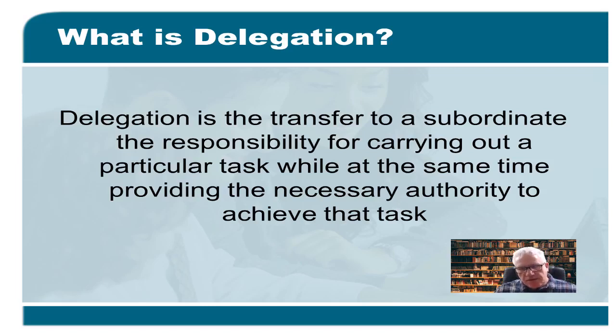So one definition is that delegation is the transfer to a subordinate, or the person who is reporting to you, the responsibility for carrying out a particular task. So delegation is transferring responsibility for carrying out a particular task, while at the same time providing the necessary authority to achieve that task. So we will go into more detail later about authority and responsibility. But what we're really saying here is that you give someone, normally someone who's reporting to you, the responsibility for carrying out the task. And you must also give them the authority.